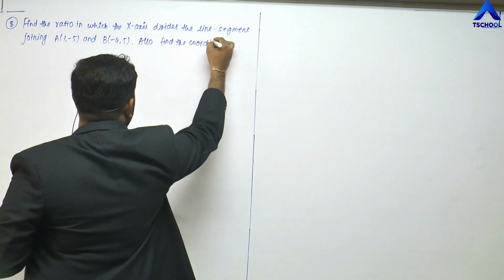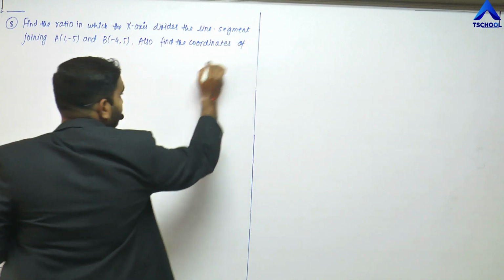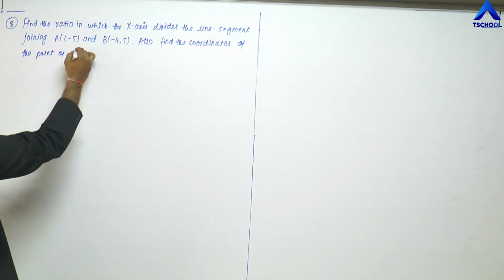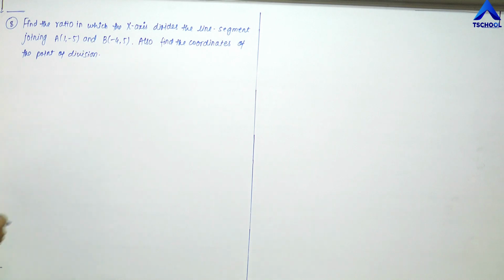coordinates of the point of division. Also find the coordinates of the point of division. Okay, so that was the same as we solved today, the first question. Find the ratio in which the y-axis divides the line segment joining these two, right? Now here friends, there is a slight change, that the ratio is also not given as we saw there. The point of division is also not given as we already know.